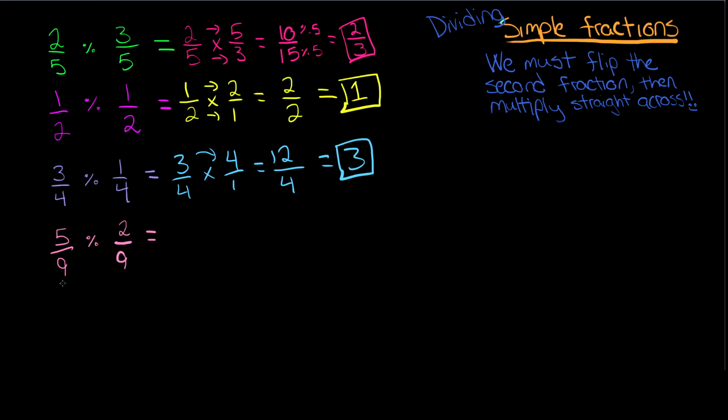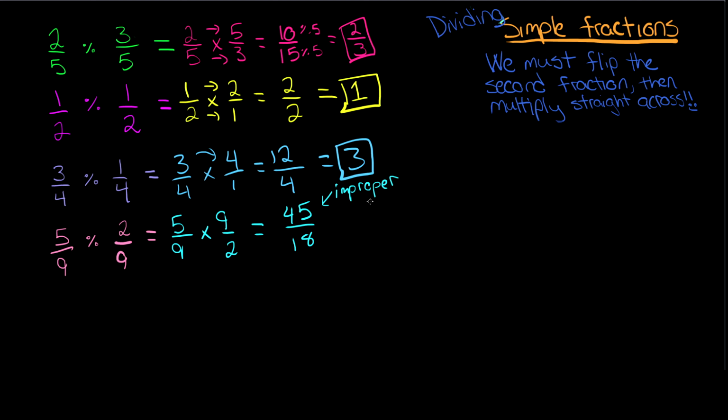Our last one is 5 over 9 divided by 2 over 9. So when we rewrite that, we get 5 over 9 times 9 over 2, and that equals 45 over 18. We can't really reduce this fraction, but it is improper, so let's make this a mixed number.